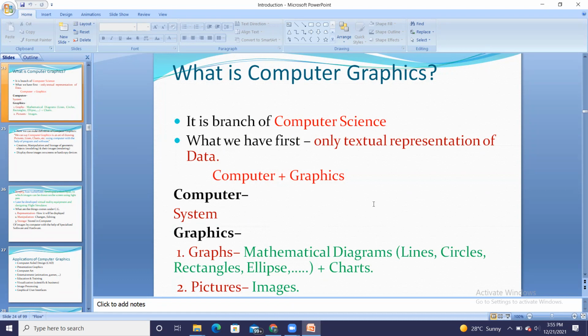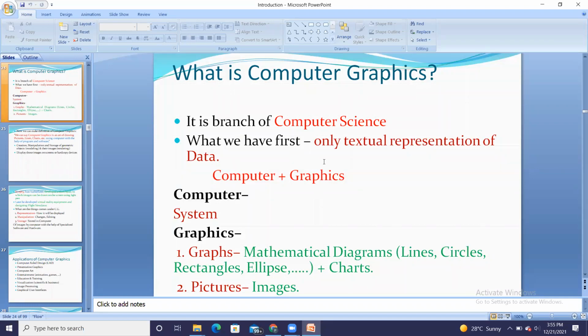That means I can make a change in the size of the object. I can change the color of the object, or I can change the shape of the object, or we can move that object from one location to another. So we can animate that object. All these things come under computer graphics. Here, graphics is nothing but pictures, images, their storage and manipulation. All are considered as your computer graphics.